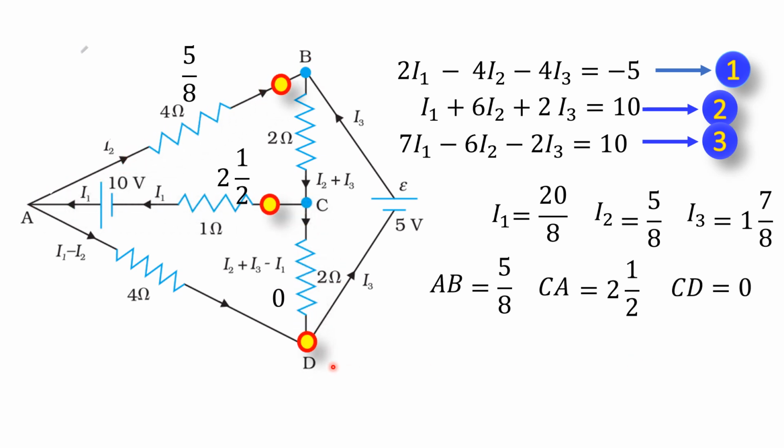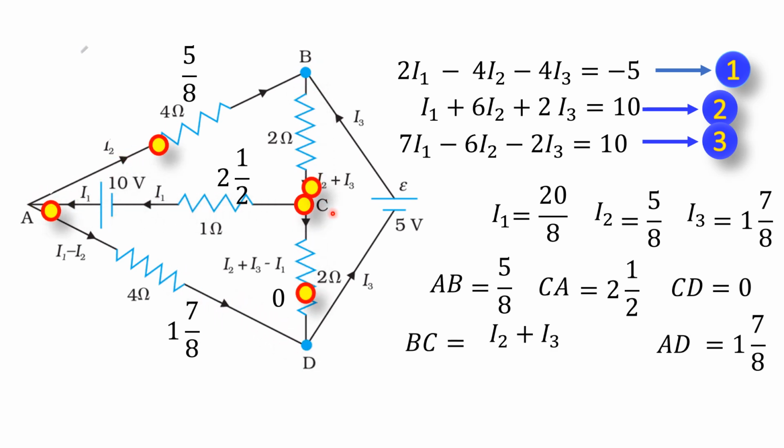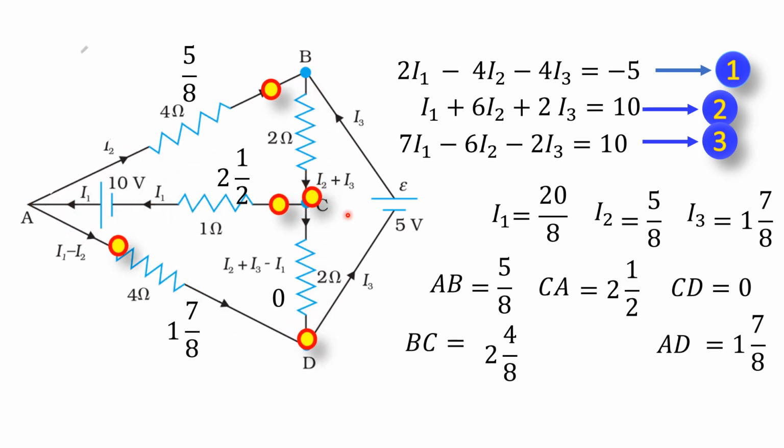Next branch is the AD branch. In the AD branch, the current is I1 minus I2. Substituting these values and simplifying, we get 15 by 8. Simplifying these values, we get the mixed fraction, that is 1 into 7 by 8. Next branch is the BC branch. In the BC branch, the current is I2 plus I3. Substituting these values, we get 20 by 8. So that we get 2 into 4 by 8. Simplifying this 4 by 8, we get 2 into 1 by 2.